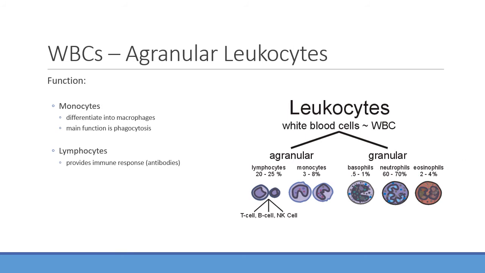Okay, and then on the agranular side, we have the monocytes. These are good because they turn into what? Macrophages, absolutely. Macrophages are good for what? Yeah, another phagocytic cell, good for a Pac-Man sort of effect, right? And then lymphocytes are really important for antibody generation, and for being able to identify foreign cells versus host cells, things like that.